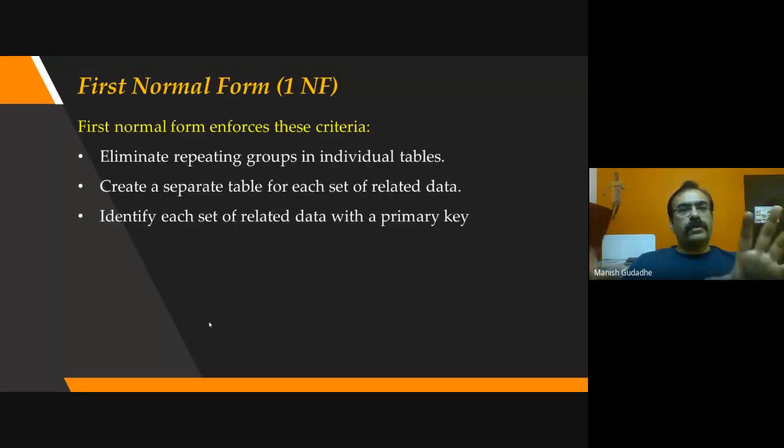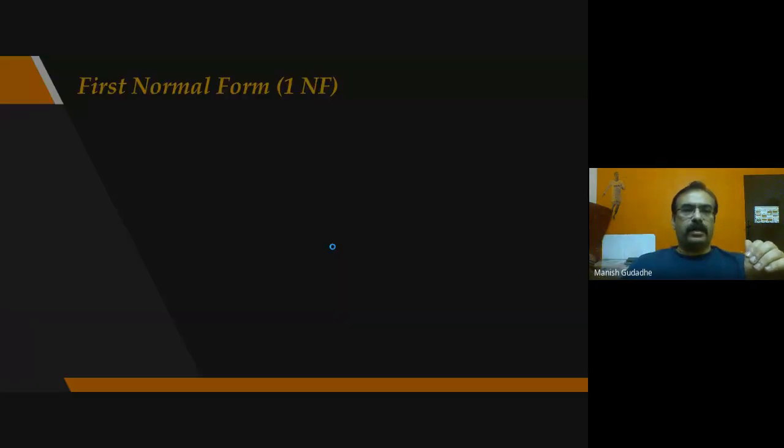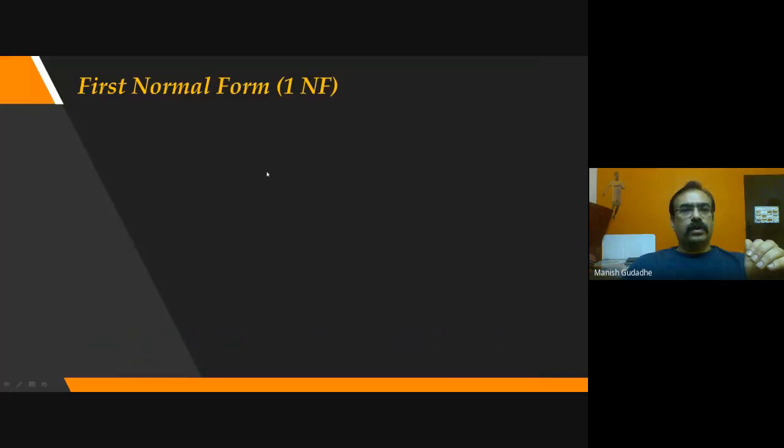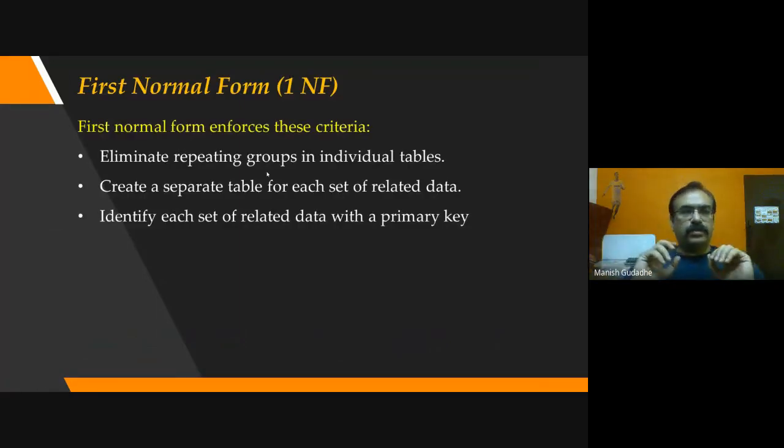What is first normal form? First normal form enforces eliminating the repeating group. It means you don't have a group of elements, where one entry represents the entire group. So eliminate repeating groups in individual tables, create a separate table for each set of related data, and try to identify the primary key for that related data. So these three things it identifies.